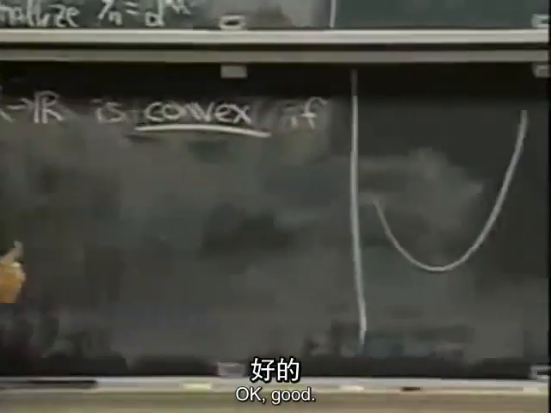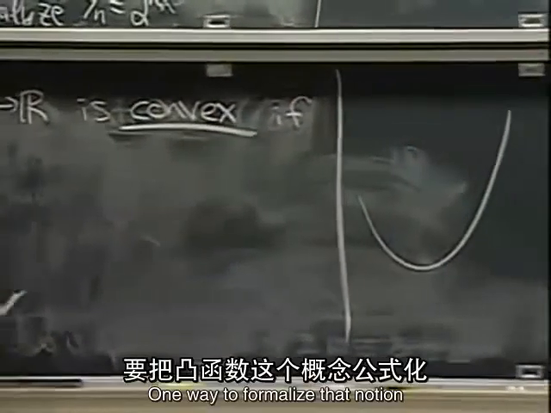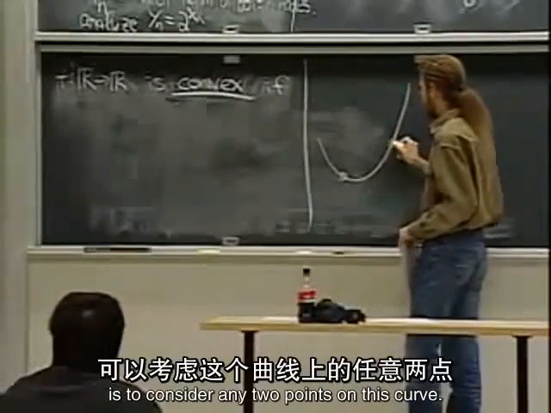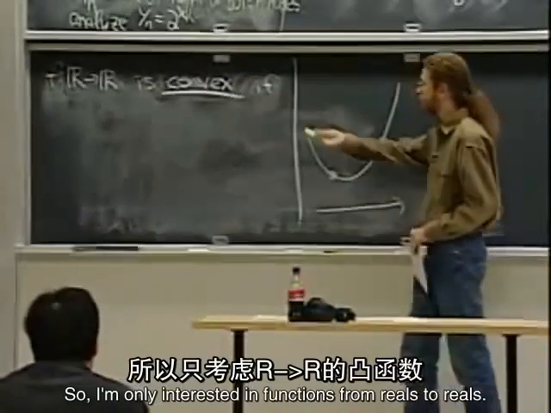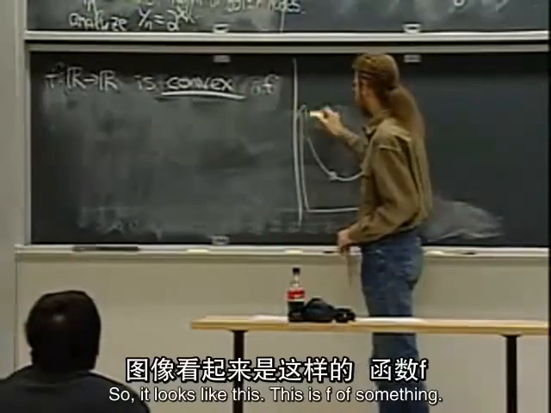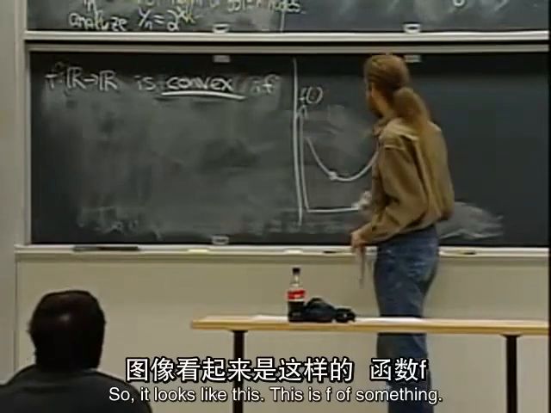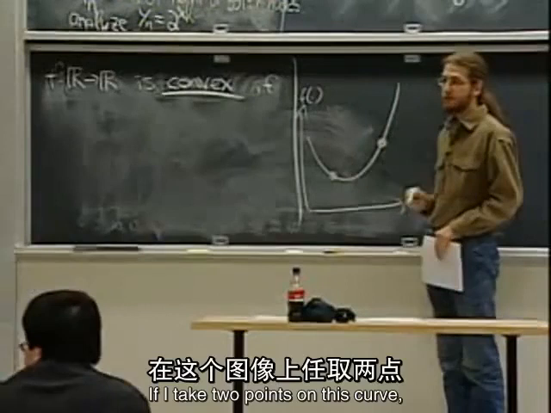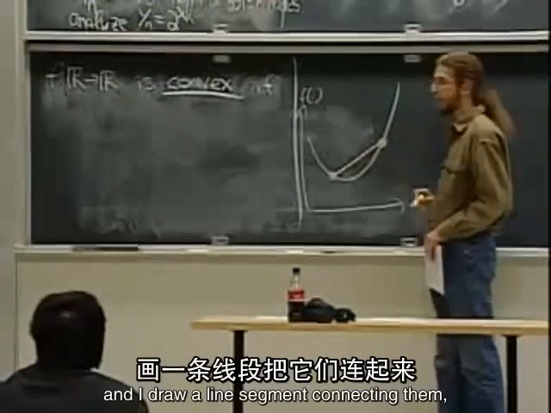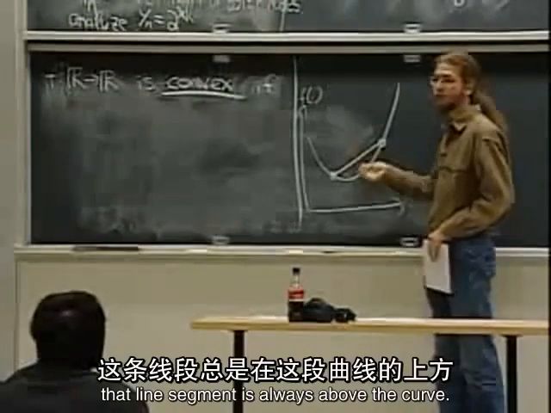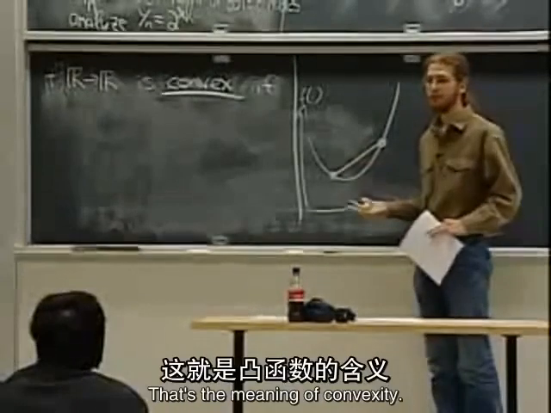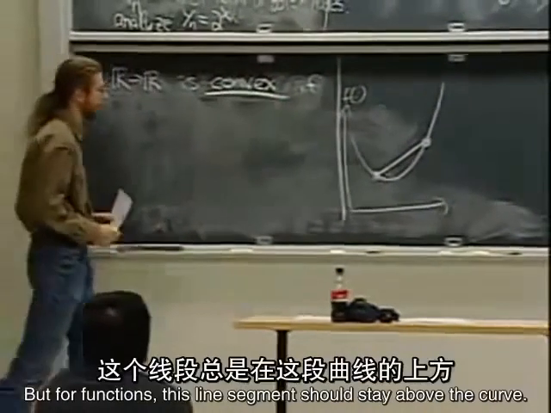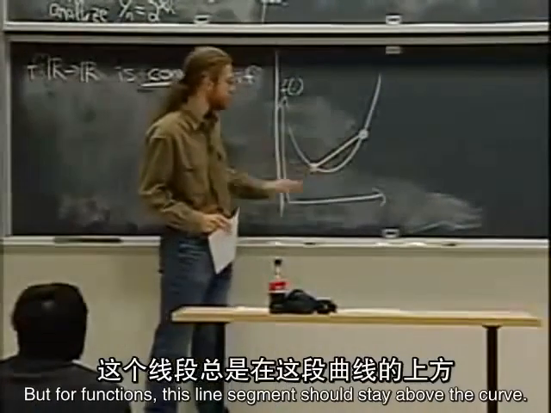One way to formalize that notion is to consider any 2 points on this curve. I'm only interested in functions from reals to reals, so it looks like this. This is f of something, and this is the something. If I take 2 points on this curve, and I draw a line segment connecting them, that line segment is always above the curve. That's the meaning of convexity. It has a geometric notion which is basically the same. But for functions, this line segment should stay above the curve.